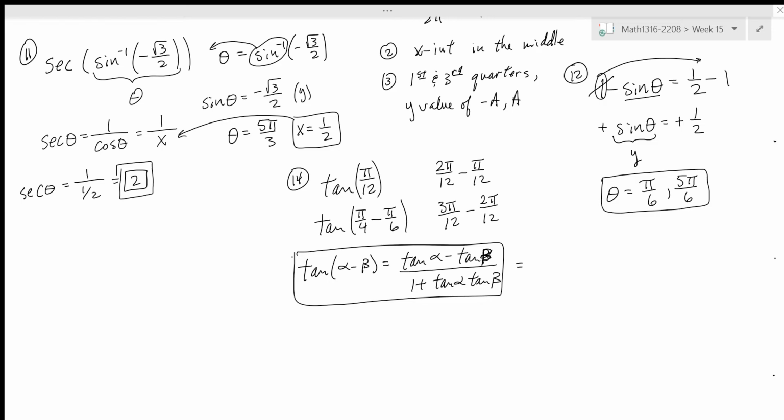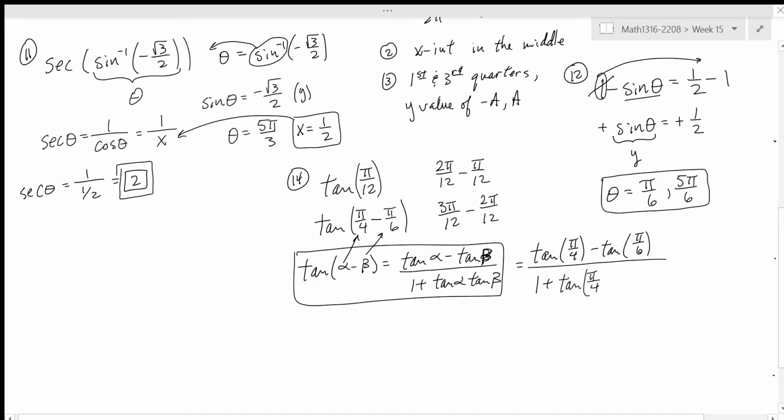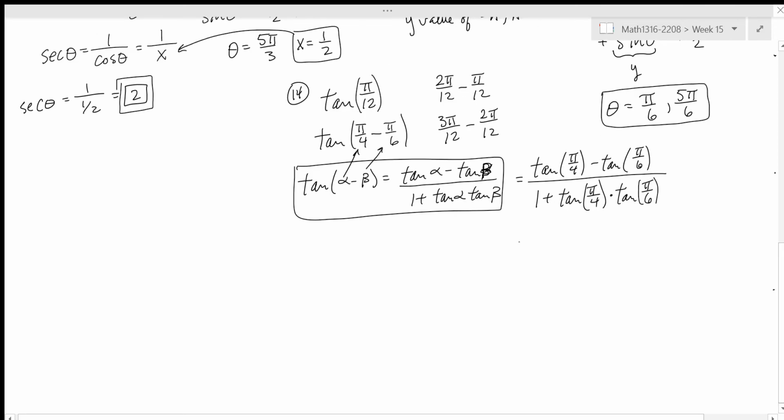All right, so let's plug and play. We're going to have tangent of, what was alpha? Pi over 4 minus tangent, what was beta? Pi over 6 all over 1 plus tangent pi over 4 times tangent pi over 6. And now you're going to have to calculate those values.